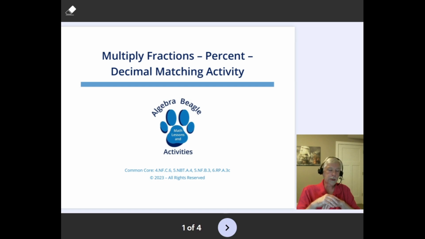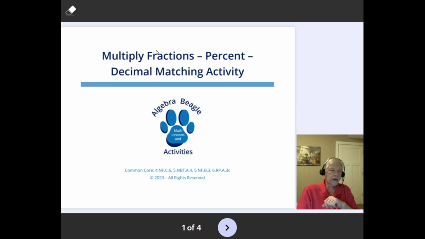Over the years, I developed a lot of material that I use when I teach and tutor math, and I still use them today. This is an example of multiplying fractions, and then from that, find the decimal equivalent and then the percent. So let's begin. This is for the 5th and 6th grade level.